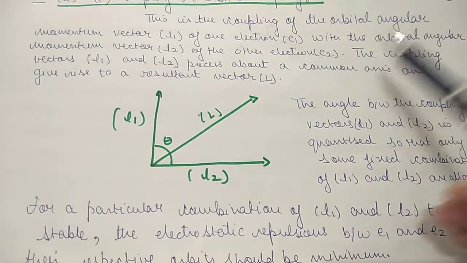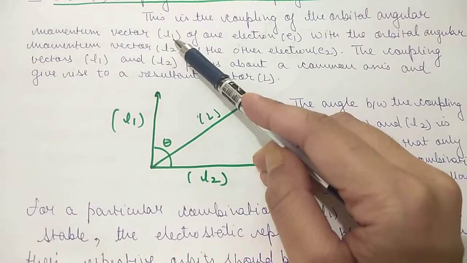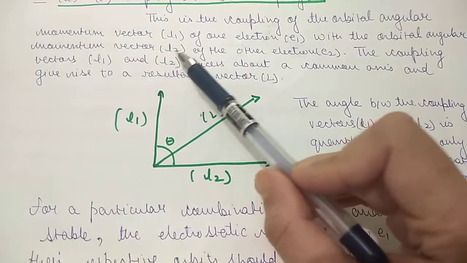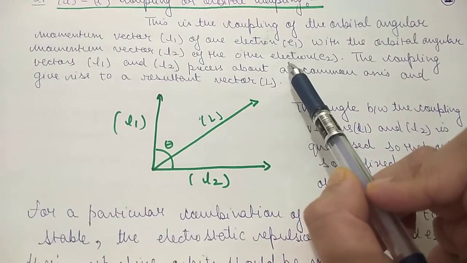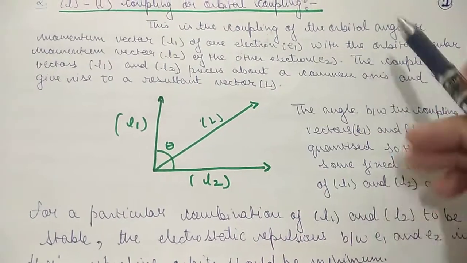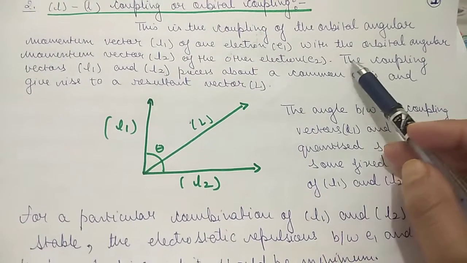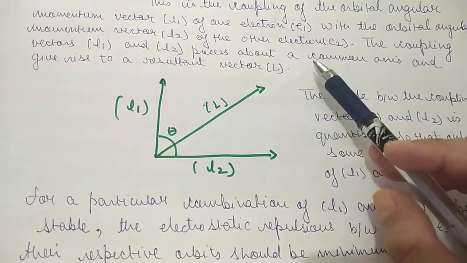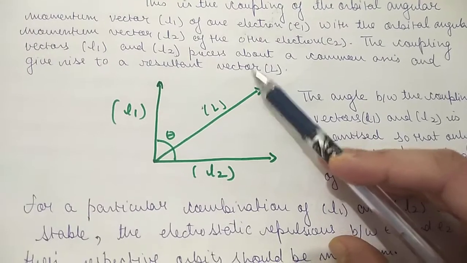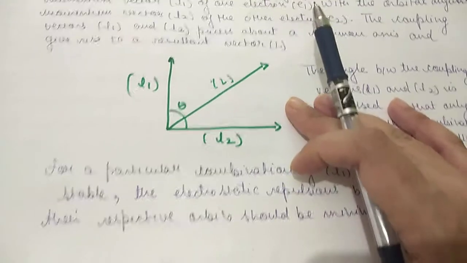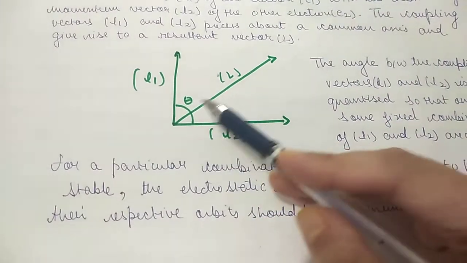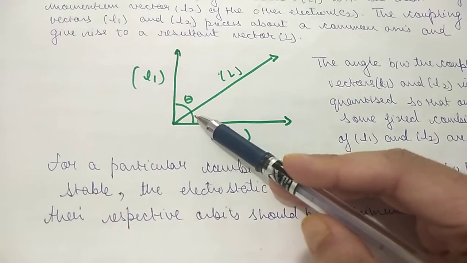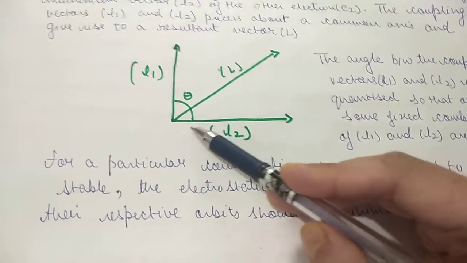When the orbital angular momentum vector L1 of one electron couples with orbital angular momentum vector L2 of another electron E2, this orbital coupling arises. The coupling vectors L1 and L2 precess about a common axis and give rise to resultant vector L. You can see it here. This is L1, L2, and this is the resultant vector L.